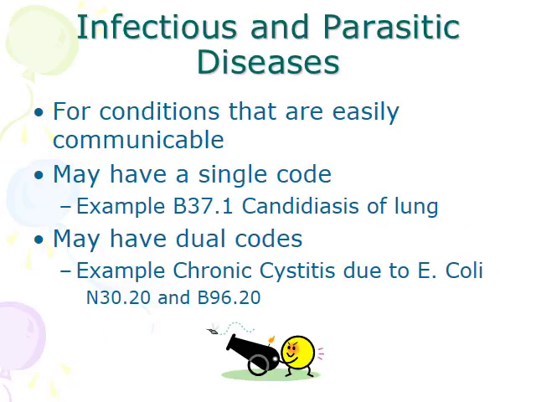This chapter is for conditions that are easily communicable. They may have a single code assignment, such as B37.1 for candidiasis of the lung, or may have multiple code assignments, such as N30.20 and B96.20 for chronic cystitis due to E. coli.